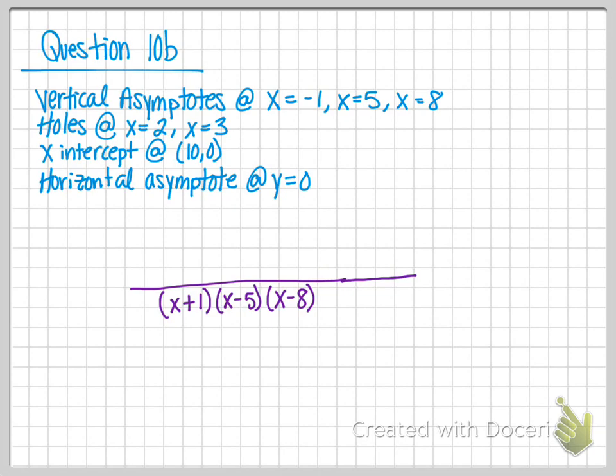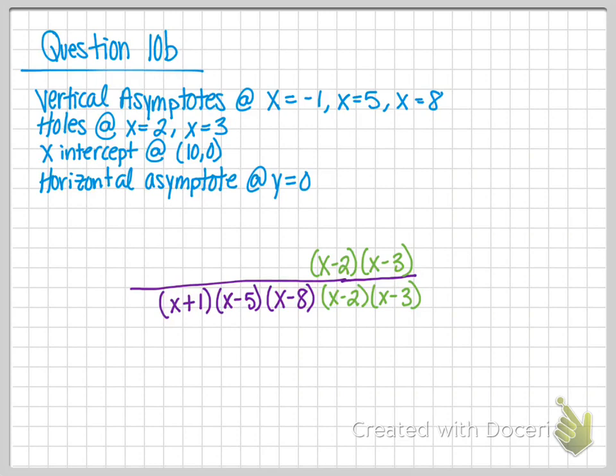Now, holes occur where the numerator and the denominator have factors that cancel out. So we want to make sure that we put these factors in both the numerator and the denominator. We're going to have a factor of x minus 2 and a factor of x minus 3 in both the numerator and the denominator to make that giant 1 to cancel out. So there's our holes.